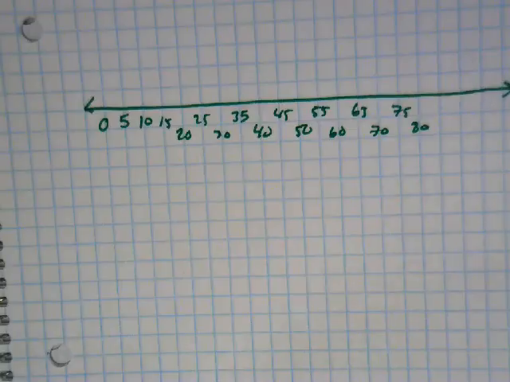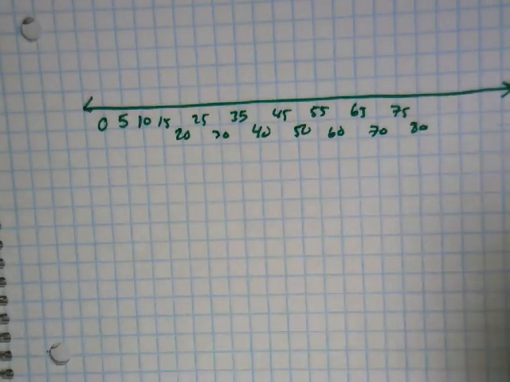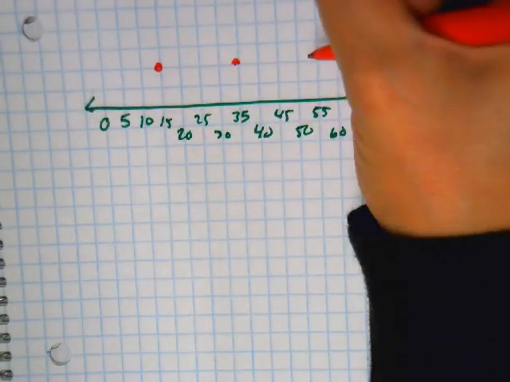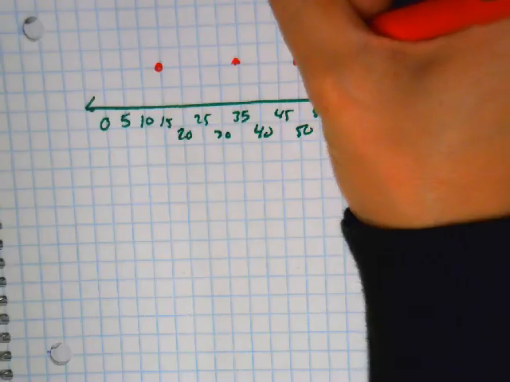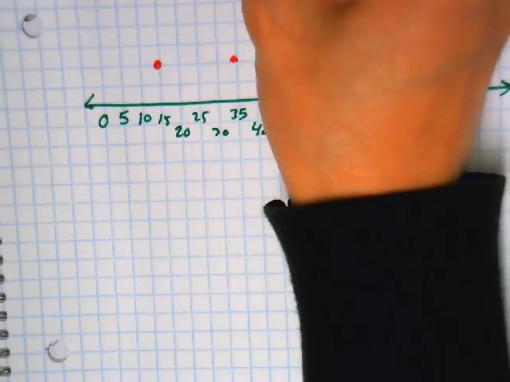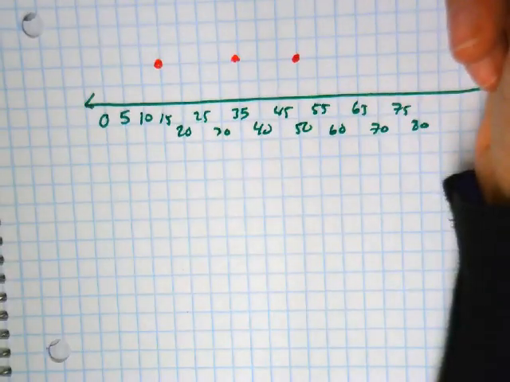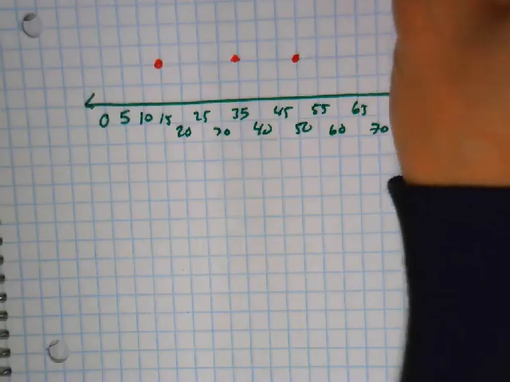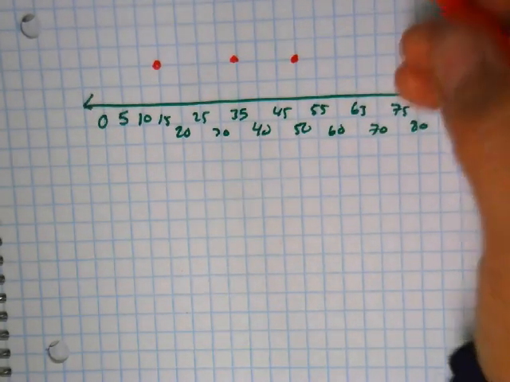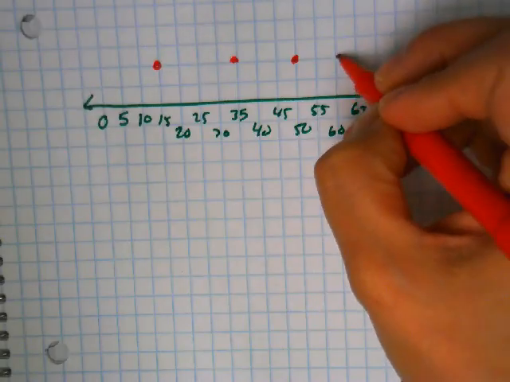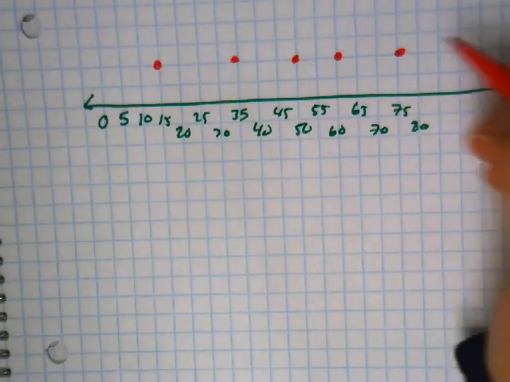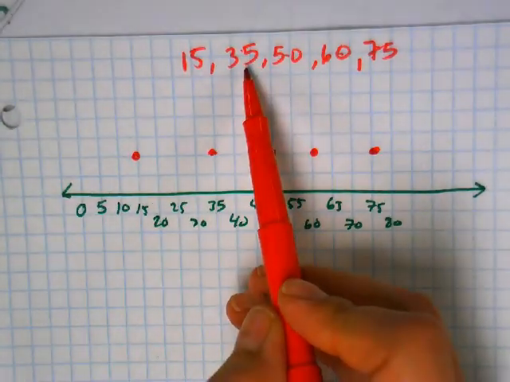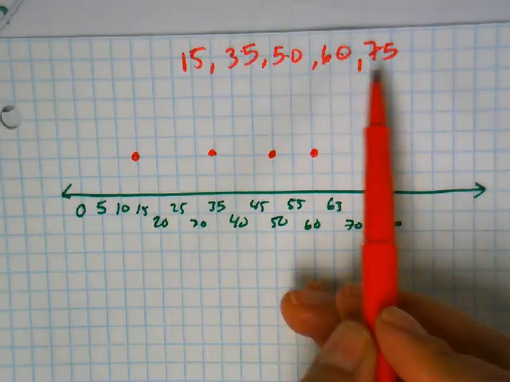All right. Put a dot on 15, 35, 50. So what is it? 15, 35, 50, 60, and 75. Wait, 1, 2, 3, 4, yeah. 50, 60, and then 75. All right, so 5 dots. Sorry. 15, 35, 50, 60, 75.